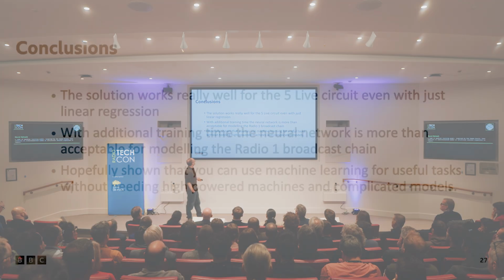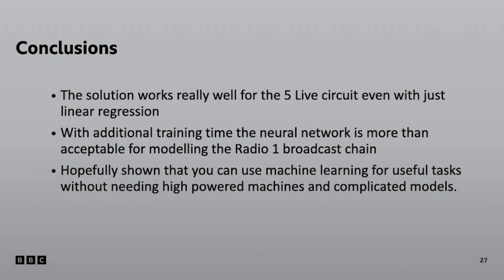So, conclusions. It works. For 5 Live, it works really well. Just with a linear regression model, it's actually 40 linear regression models, because each one only predicts one output, but it still works. For Radio 1, the simple linear regression didn't work at all, but a neural network of 2 or more hidden layers worked really well.